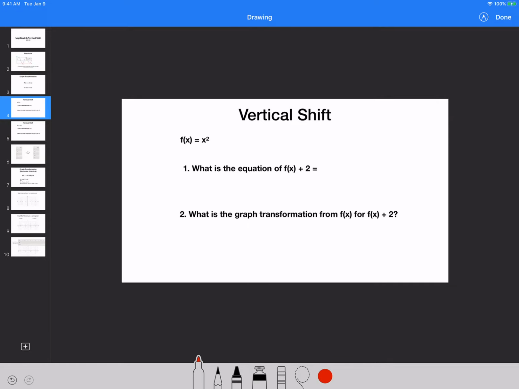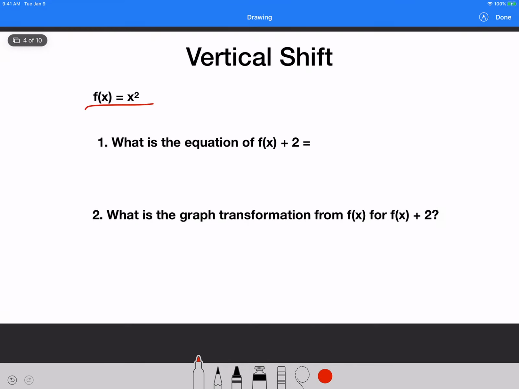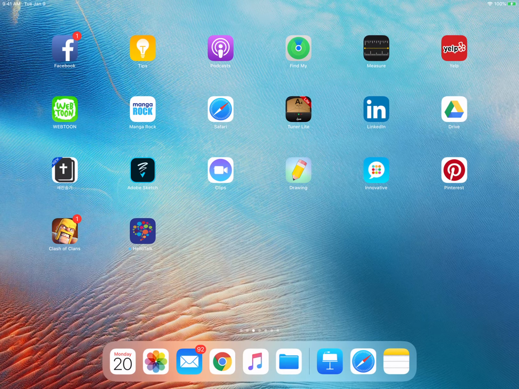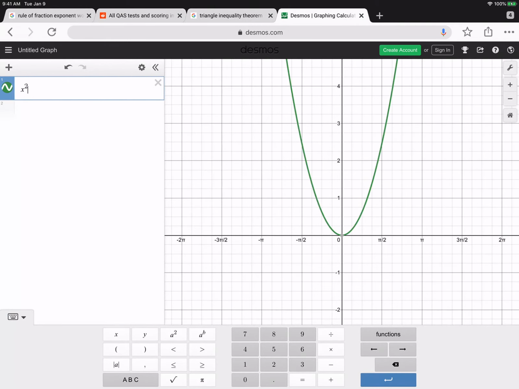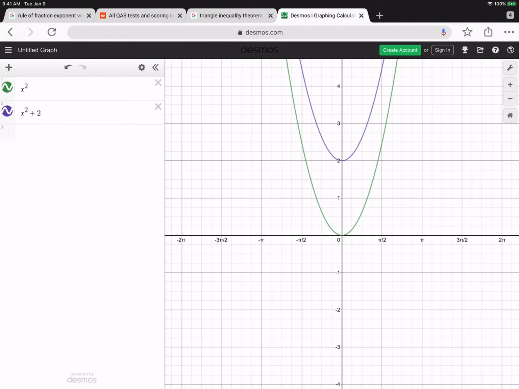So now, vertical shift. Let's go over some basics here. If I were to give you f of x equals x squared, let's go back to late Algebra 1 and quadratic functions. What is the equation of f of x plus 2? Well, it's simply x squared plus 2, right? And if you were to graph both of these in Desmos, we get something that's actually quite interesting. If we plug in x squared, we get a quadratic shape, as you can see. But once we do x squared plus 2, notice what happens in terms of the graph.